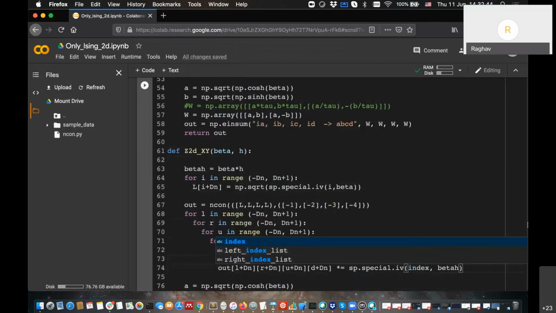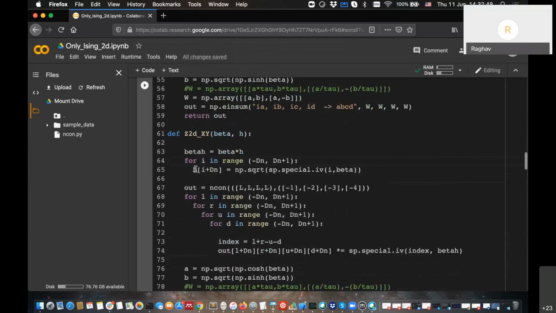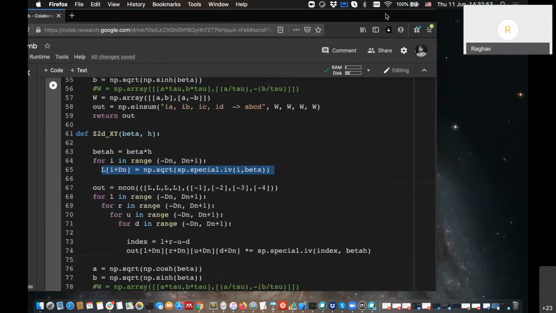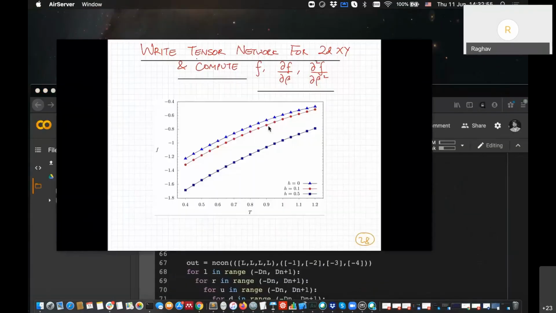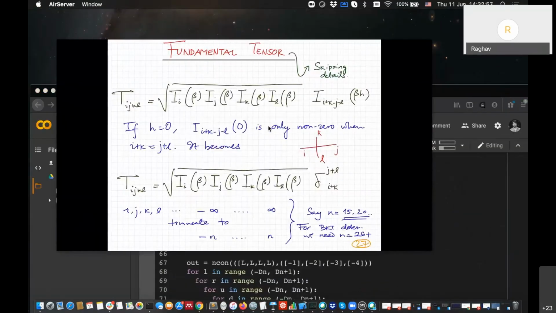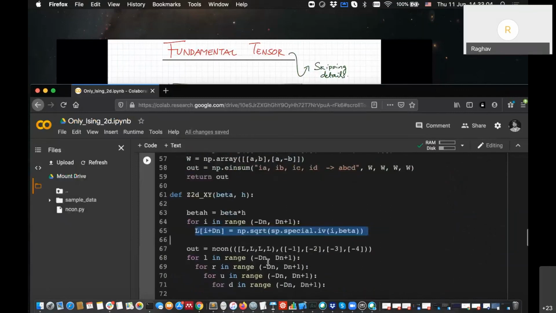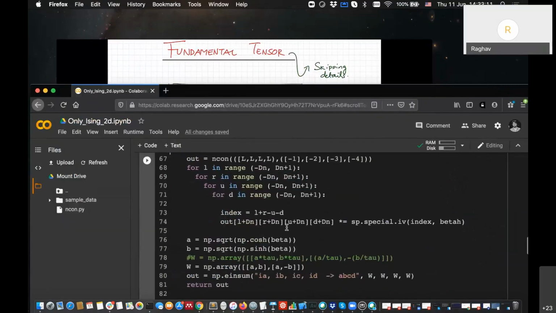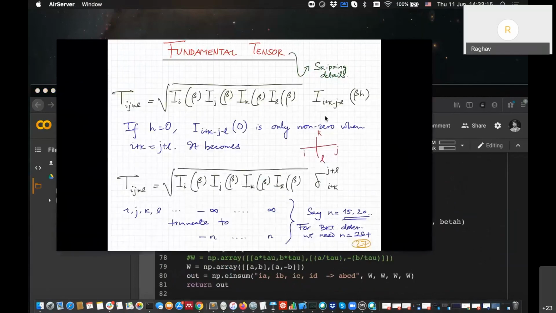Okay, so this is what we have. Now let me explain what this means. This part here is just this part which was under the square root in my notes. So if we go here, this is this part, right? All the L's are constructed as the square root of I beta and 4 L's. And the second loop is where I construct the index, which is L plus R minus U minus D. And that is just this.